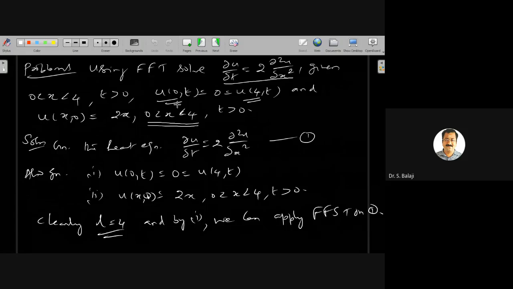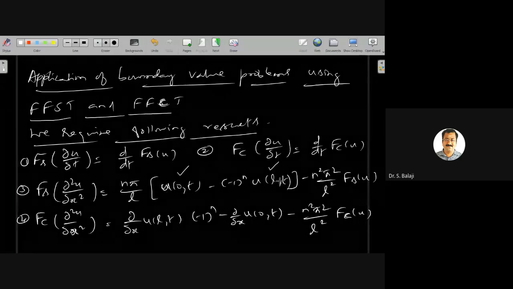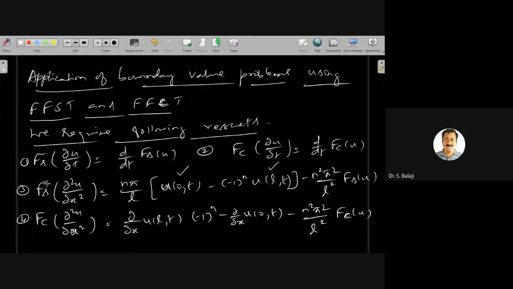I will take some problems based on this idea here. Here also it is the same idea. When u of 0, t and u of L, t are given, you have to apply finite Fourier sine transform.